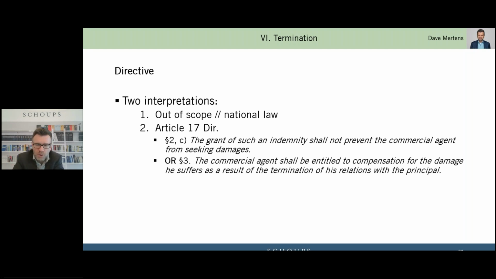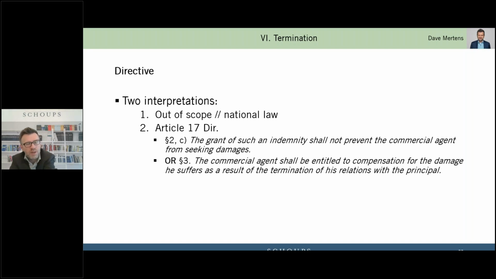Another approach is to say, and I agree with that approach, it is somewhat in the directive. If you look at Article 17 of the directive, it talks about, in case of termination, the member states need to provide either for indemnity for goodwill, klantenvergoeding, this is the Dutch version, for the client base that is established by the commercial agent, or compensation for damage. One is a German system, the other is a French system. The German system says compensation for goodwill, so clients, it's the added value, the advantages generated by the agent, not the damage suffered by the agent.